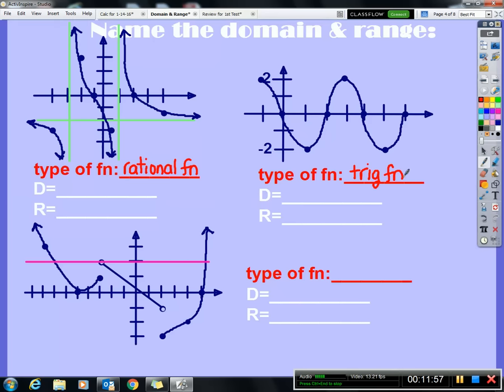Now, this bottom graph that's in 3 different pieces is not rational because it doesn't have vertical asymptotes and horizontal asymptotes and all that stuff. And remember, this pink line right here is not part of the graph. It's my pink line to help you see the range. But this function is a piecewise function.